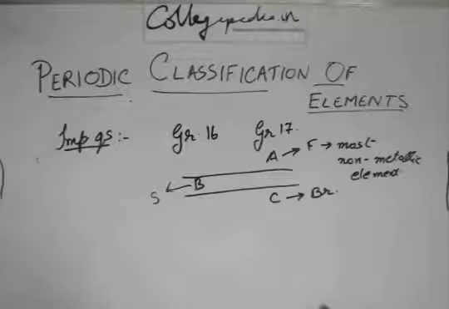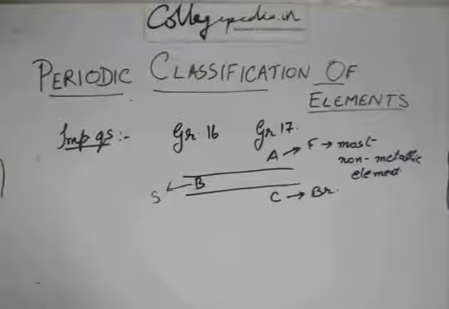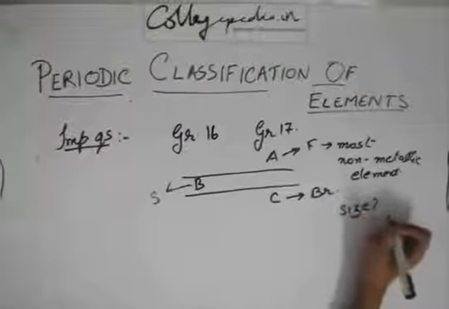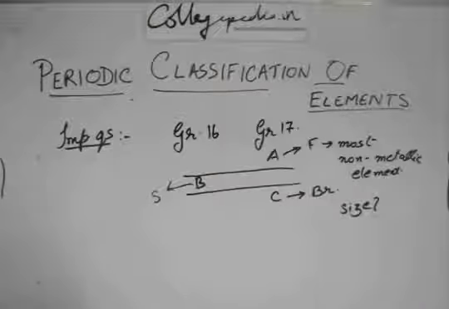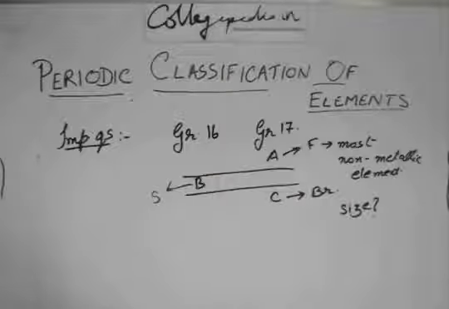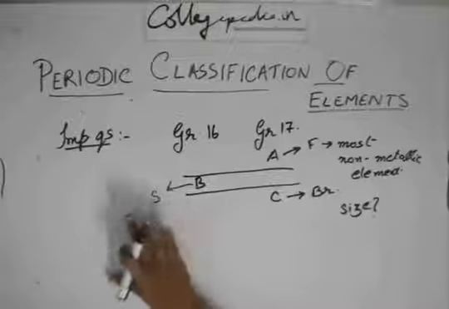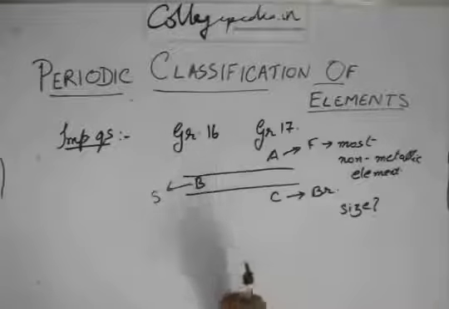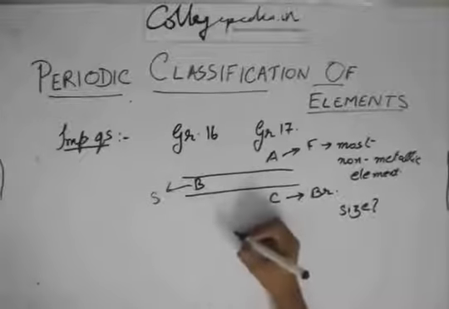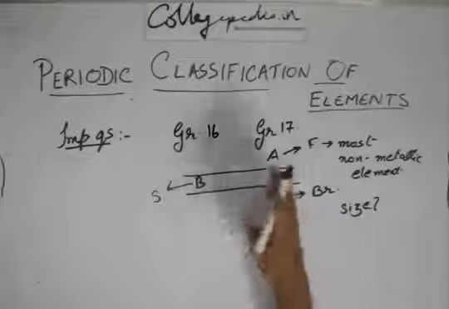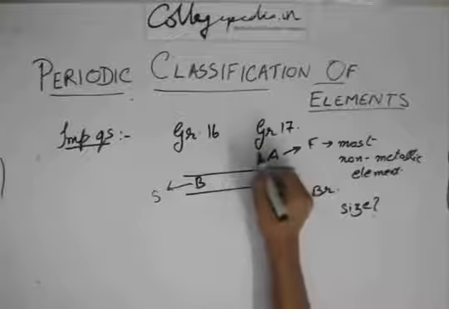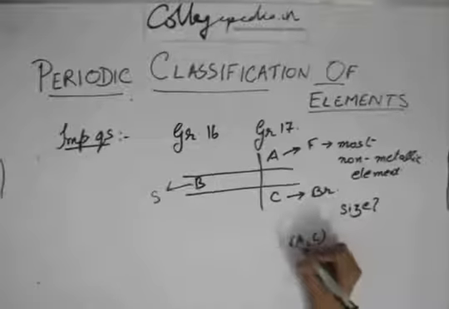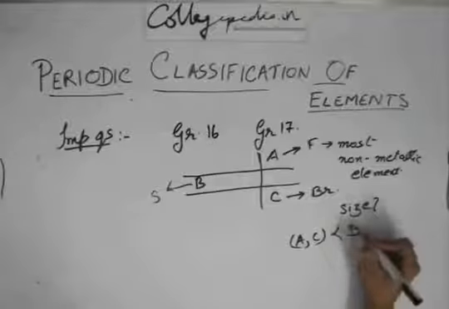So if they ask whether they are metals or non-metals, A, B, C, all three are non-metals. Then they will go to the size. Arrange them in increasing order of size. Now we have seen that size decreases along the period because the number of electrons increases, attraction increases, it attracts more and the size becomes smaller. So obviously A and C would be smaller than B. You can just write that A and C are lesser in size compared to B.